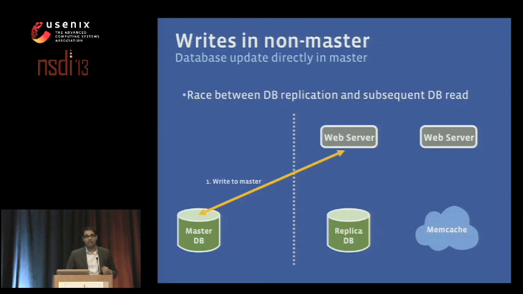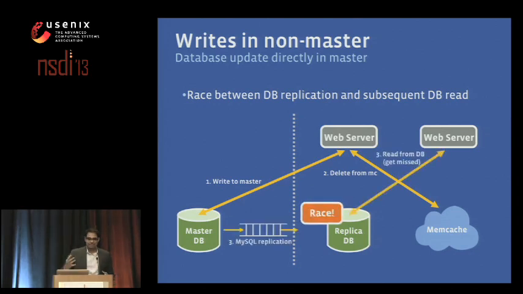The reason that we are okay with this, again, going back to that, is that we see two orders of magnitude more reads than writes. So we are a read-dominant system, not write-dominated. So we write to the master, and we delete from the local memcache. Great. So far we haven't had to make any changes.